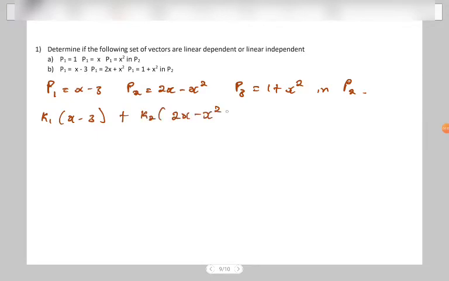This is also going to be 0, 1 plus 0x plus 0x squared. Okay, so here you take the components that are the same. This multiplied by this is kx. So you're going to have x k1, and you add the component that also has x, which is this one here, plus 2x k2, then you add another one.